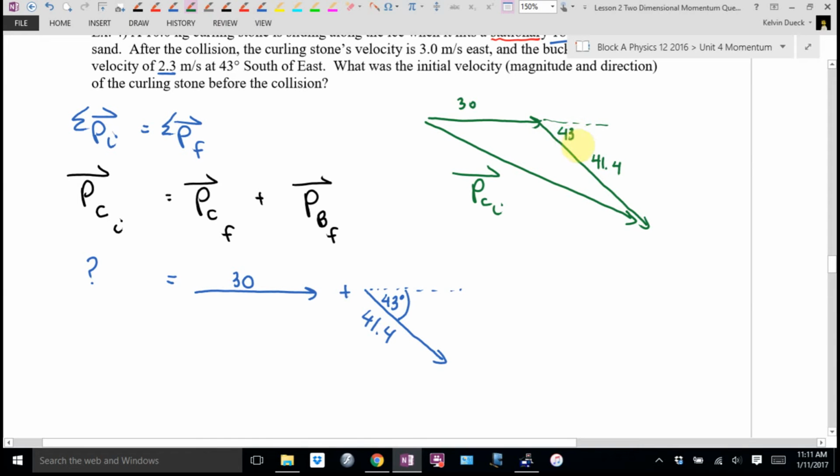And this angle right here is 43 degrees. Uh-oh. That 43 is not in my triangle. Robbie, who was working on this earlier, just realized he made a mistake.